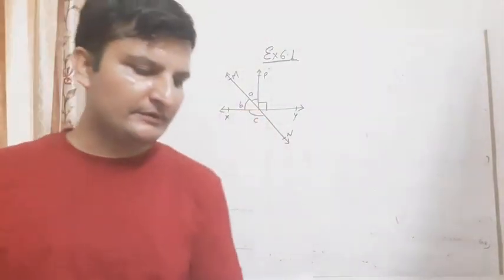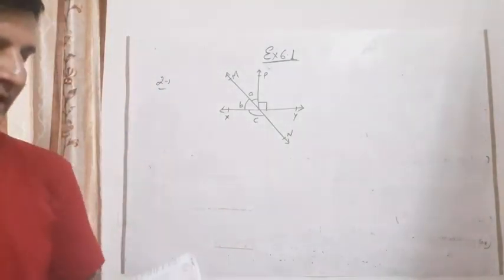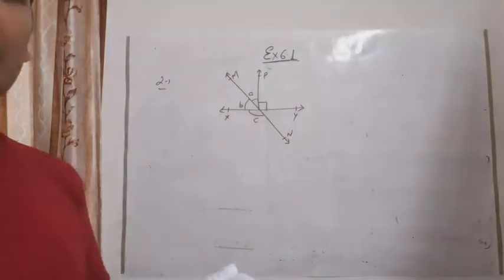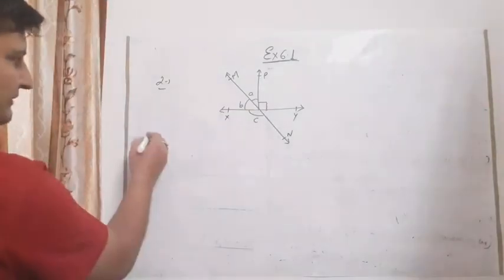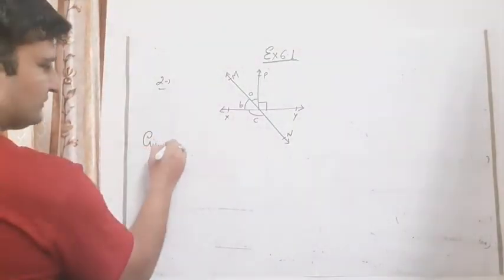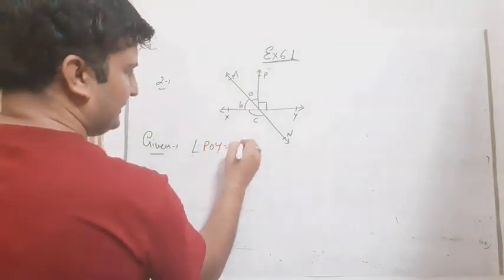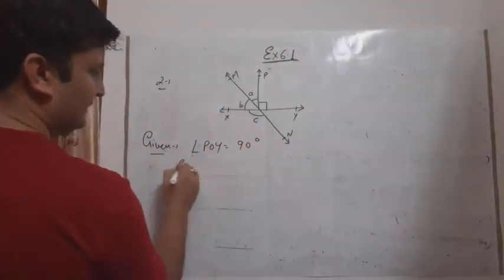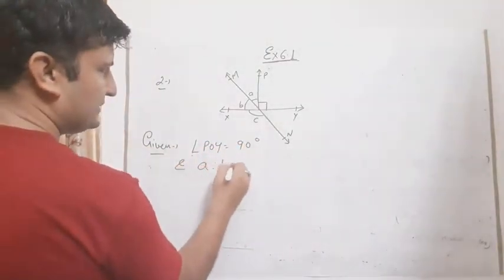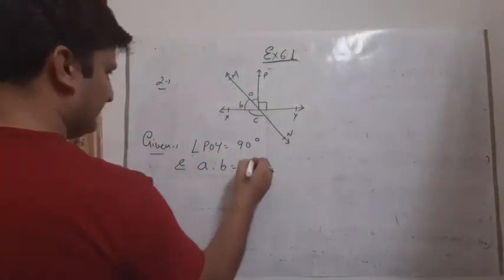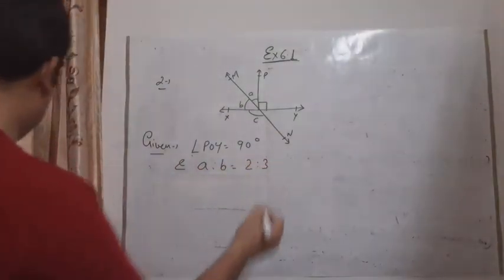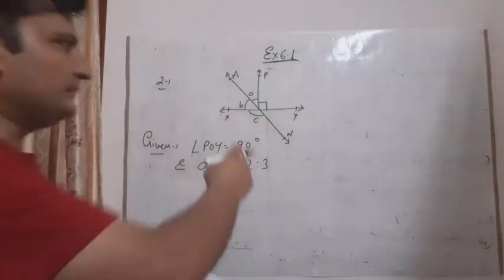Now students, what do we have to find? The ratio of angles is given, and angle POY is 90 degrees. So what can we write first? We can write what is given in this question. Angle POY is equal to 90 degrees, and the ratio A to B is 2 to 3. Now students, we have to find angle C.